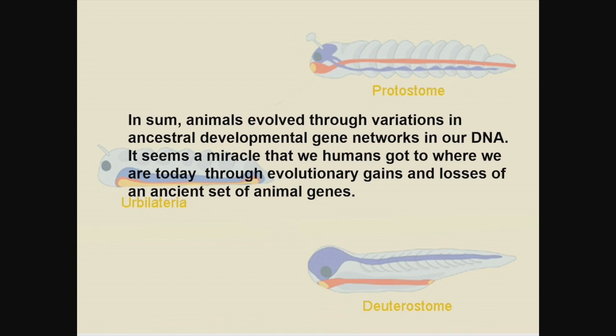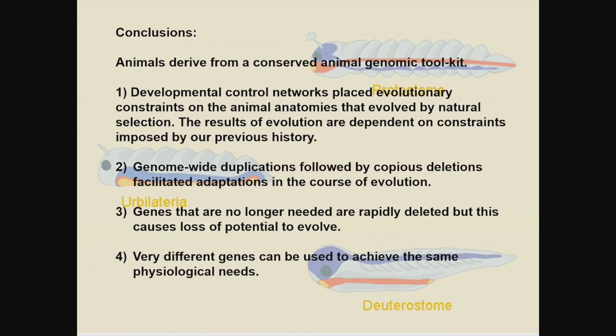So anyway, that brings me to the end of my talk. The summation of it is that animals evolved through variation in ancestral developmental gene networks in our DNA. And it seems a miracle that we humans got to where we are today through evolutionary gains and evolutionary losses of an ancient set of genes present in all animals. And thank you for your attention.